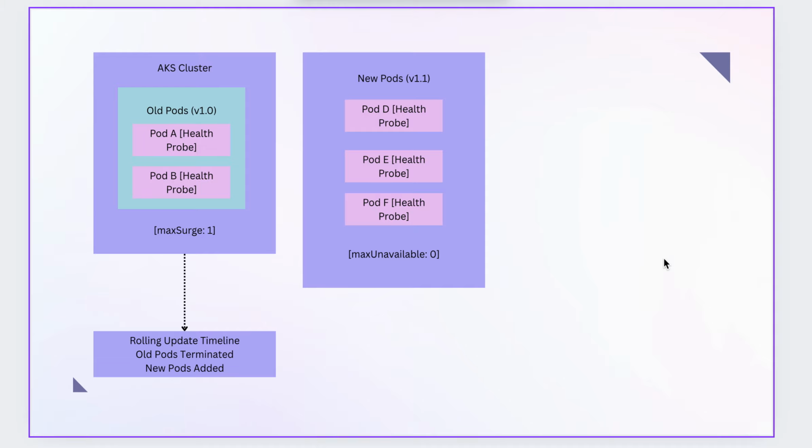This diagram illustrates the rolling update process for our cloud native payment hub deployed on Azure Kubernetes Service with Kubernetes 1.24. It shows the transition from old pods to new pods, leveraging max surge and health probes to ensure zero downtime deployments for microservices like the payment service.